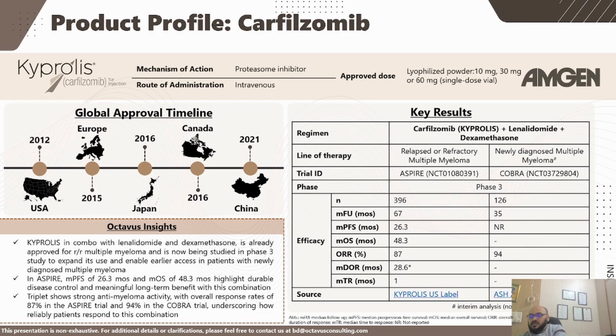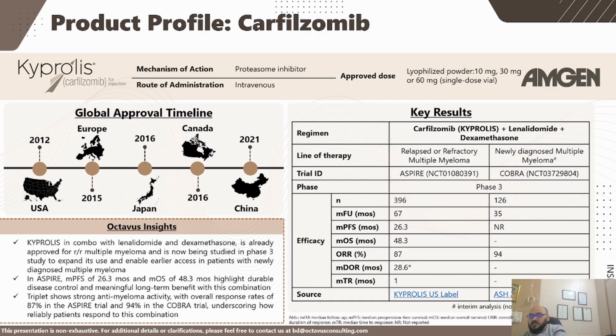Now moving ahead, in terms of product profile, we have picked up a standard of care which is very common. It got approved: Kyprolis, an Amgen molecule. These are protease inhibitors. There are 3 protease inhibitors which are already approved and obviously are the standard of care. Kyprolis is one of them. It got approved in 2012 in the US, followed by Europe, Japan, Canada, and China. China is the recent one, in 2021.